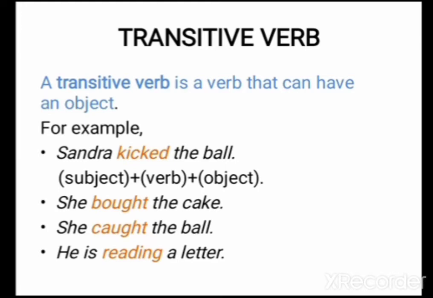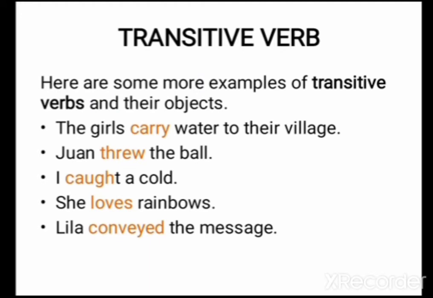Here are some more examples of transitive verb and their objects. The girls carry water to their village. The highlighted one is the verb and it is a transitive verb. It takes the object, water. The second example, Joan threw the ball. I caught a cold. She loves rainbows. Leila conveyed the message. All these examples are with a subject, a verb, and also with an object.